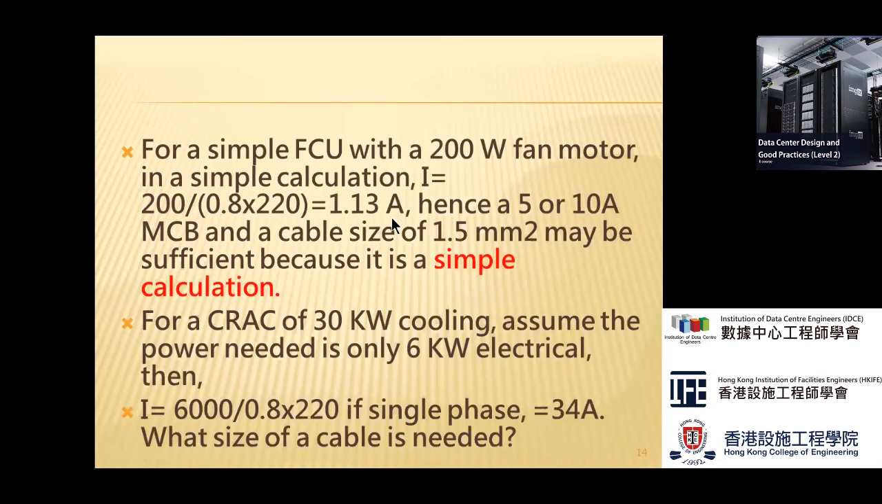So that's why a fan is usually quite efficient actually, the power consumption is lower than air conditioning. And hence, a 5 or 10 amp MCB and a cable size of 1.5 mm square may be sufficient, because that's for a simple calculation, right? Because if you have a fan motor of 200 watts, based on the voltage and power factor calculation, it requires 1.13 amp.